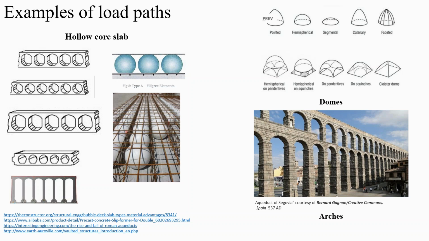Also, then the revolution of domes and vaults. Finally, with the modern century, the hollow core slabs, which are already available in precast forms, and post-tension slab. This picture from the Alibaba website has a table of precast hollow core slab. And finally, designers developed bubble slab.